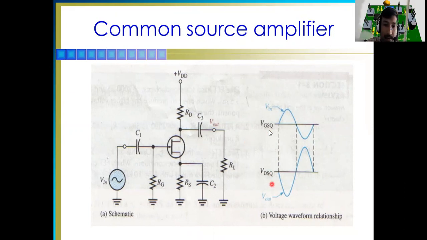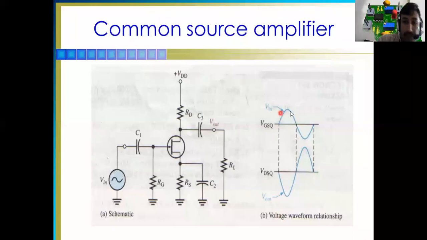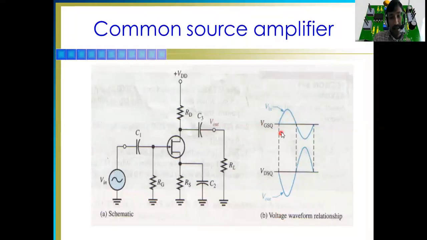So see, this is the waveform. What we apply here as an input is VGS, right? VGS means the gate and source terminals are applied as the input terminals. And the output is taken from the source and drain. So this input waveform is given to the circuit.